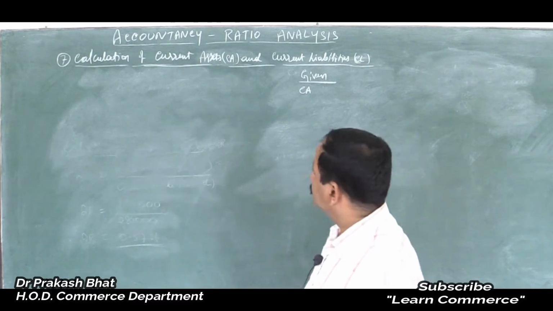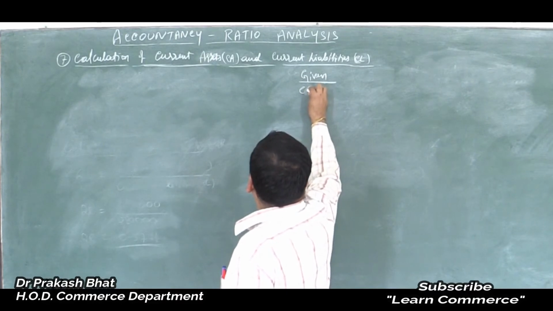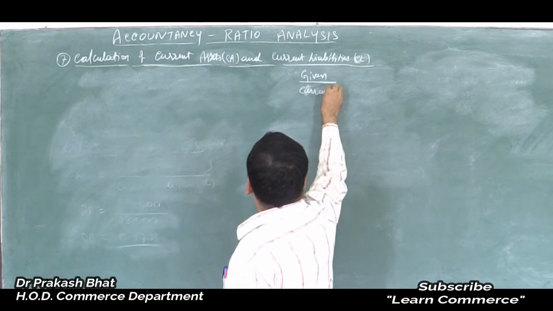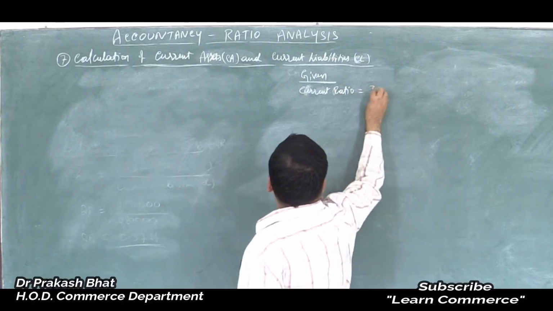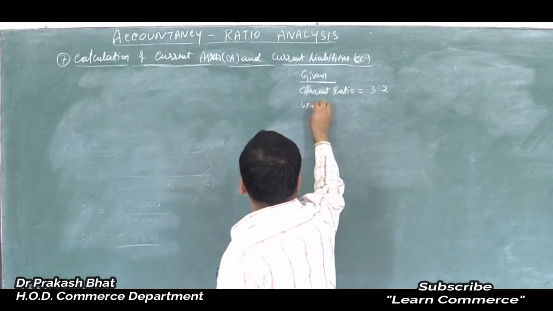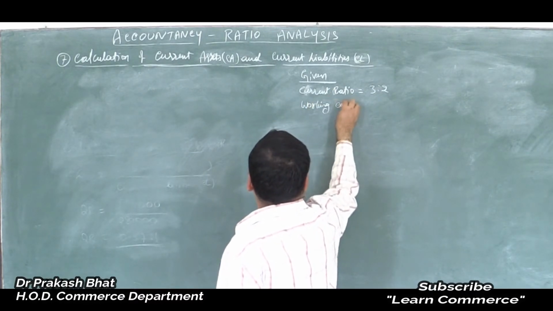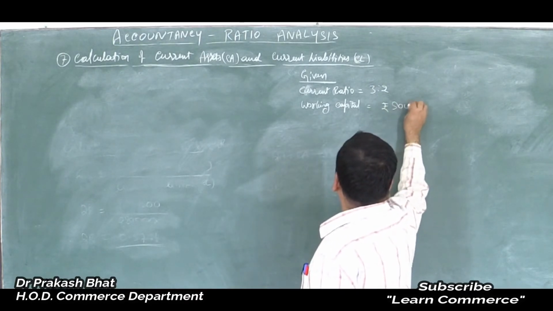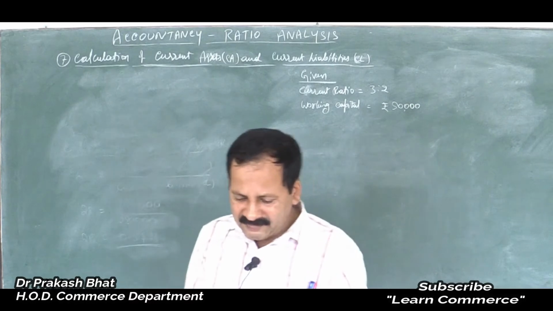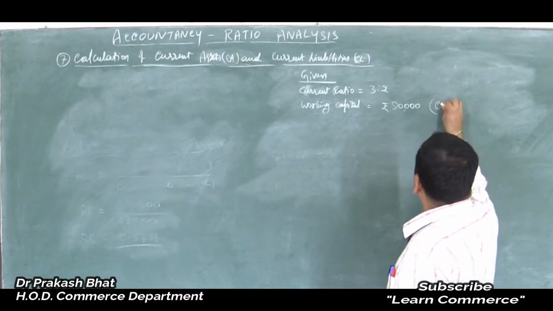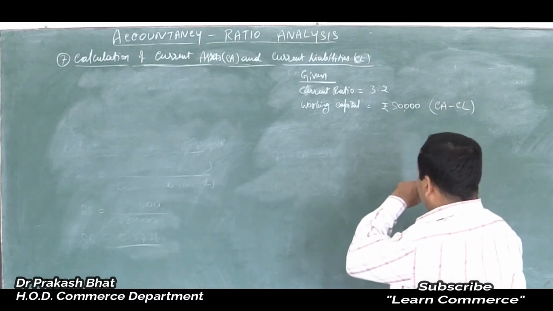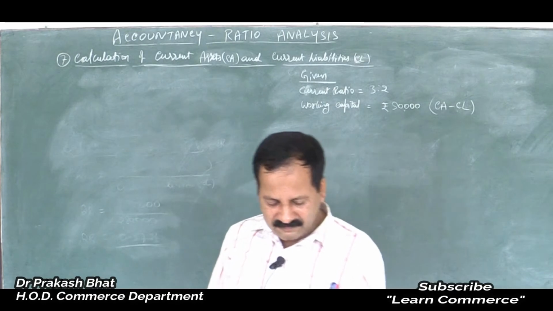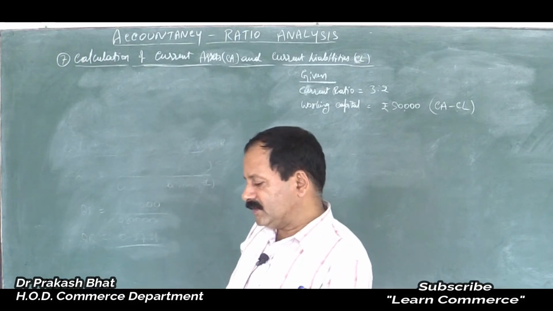Working capital is given 50,000. Current ratio is given. Current ratio, or let us write full current ratio. And working capital given. Working capital is equal to rupees 50,000, right? 50,000. Working capital is rupees 50,000. Yes, it is. Working capital means what? Current assets minus current liabilities. Current assets minus current liabilities is equal to working capital is 50,000. Now, how to solve this problem? Yes. Let us solve.